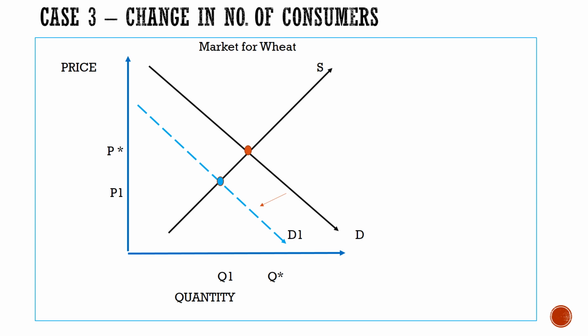Change in number of consumers. Let's take an example of the current situation. We know that a lot of people are losing their lives due to the coronavirus pandemic. So how does this affect the market of wheat? Dying people means that you have fewer consumers. So fewer consumers refers to a decrease in demand in the market of wheat. As the demand decreases, it's very clear you move to a new point of equilibrium with a decrease in price level and also a decrease in quantity.